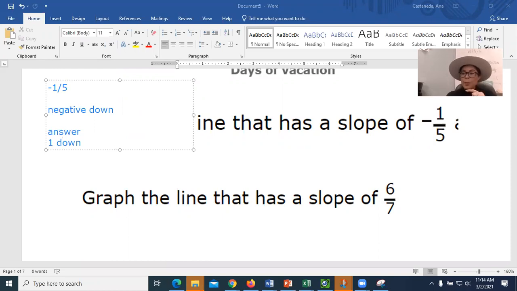Now, the bottom number, the denominator, so you have a top number. That top number tells you how many up or down, your rise. The bottom number is your run, sideways. So you always go to the right, unless you're running out of space. Always go to the right. So your run, you're going to the right.